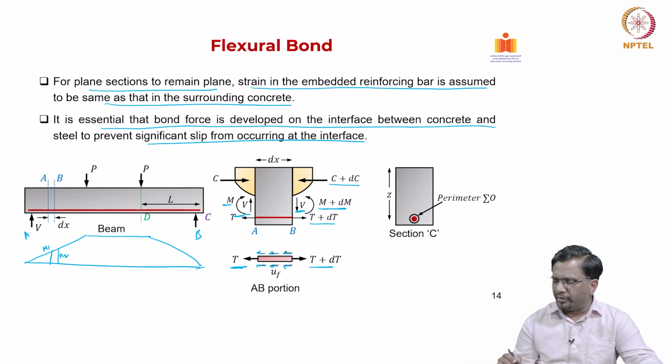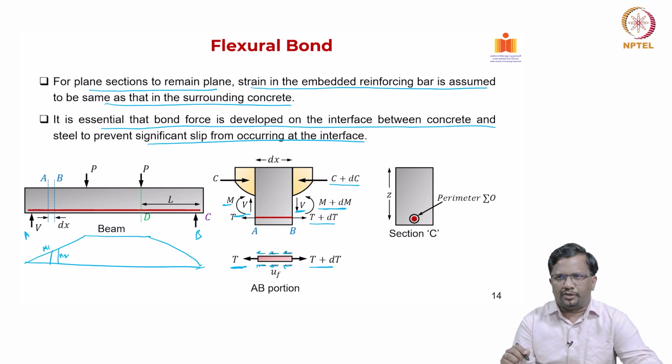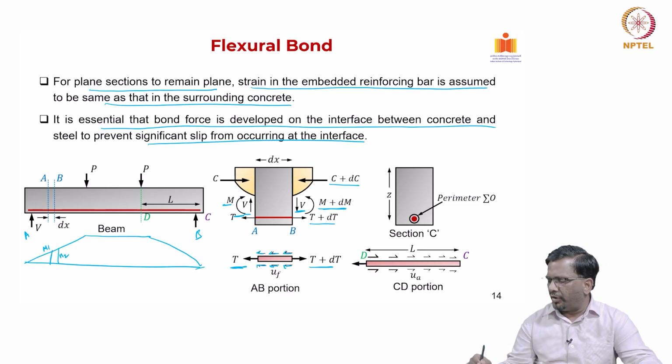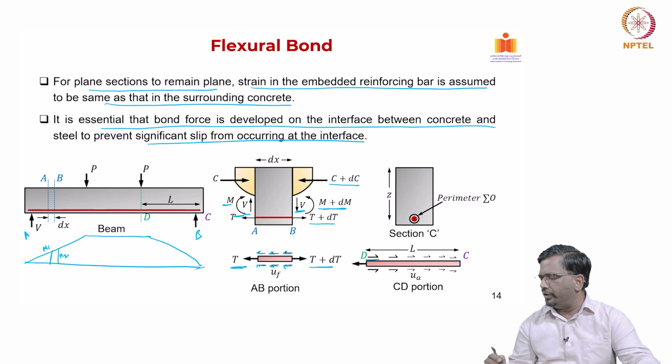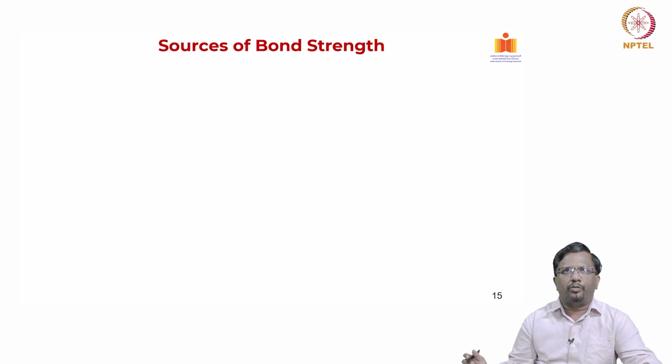Similarly, all the stresses develop on the perimeter of the prestressing steel or rebar. If you look at this CD portion, at location C the bending moment is 0, so the bond stress will be 0, and then it will increase to a higher value at D. Here it is zero force, here it is some tension force T. So in the CD portion, this is the way you develop your bond because of the increase in your bending moment.